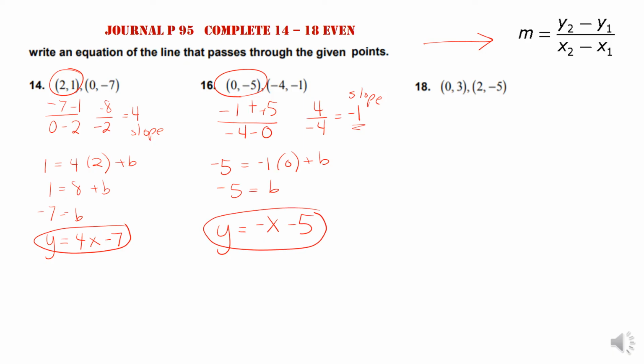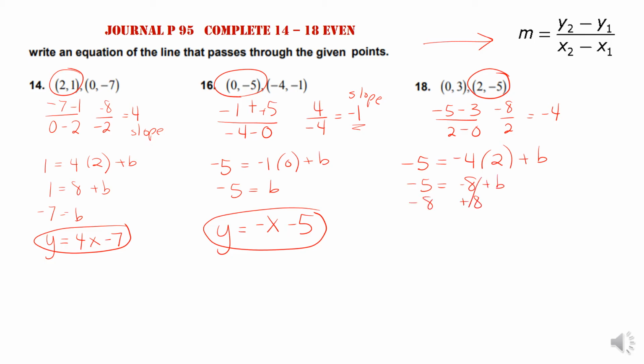Okay, over here I'm going to do negative 5 minus 3 over 2 minus 0. That's negative 8 over 2 equals negative 4. So I'm going to plug that into the slope-intercept form. Let's use this point. So my y is negative 5, my slope is negative 4, my x is 2, and I'm going to go plus b because that's what I'm trying to find. Negative 5 equals negative 8 plus b. So I'm going to add 8 to both sides. Oops, add 8. So that means 3 equals my b.